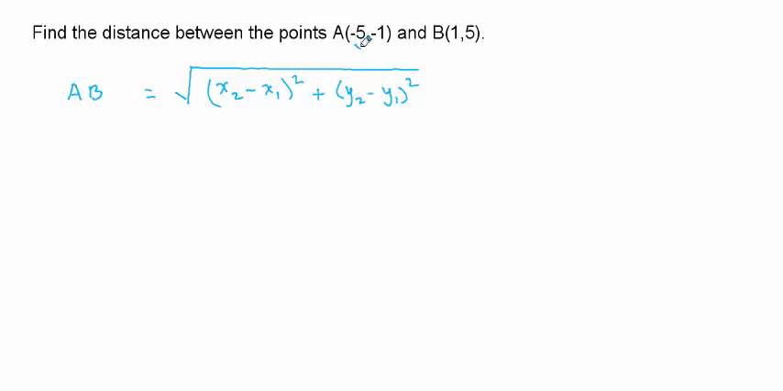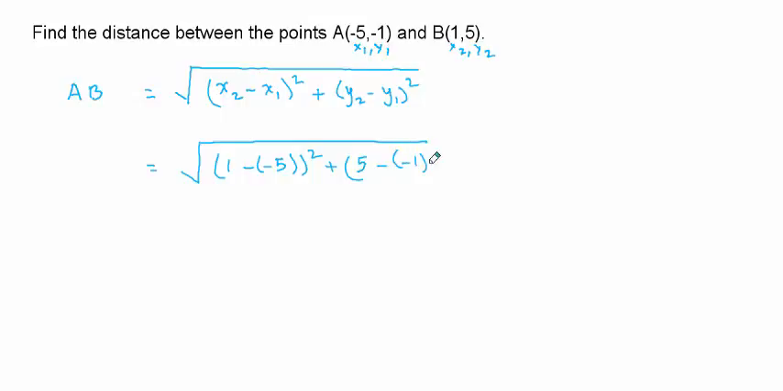So we have x1, y1. By the way, you can name the points in any order. So if you want to, you can name A as x2 comma y2 and B as x1 comma y1. You'll still end up getting the same answer. But I'm going to just follow the order and name this as x2 comma y2. So I have square root of x2 is 1, so we have 1 minus x1 is -5, square of that plus y2 is 5 minus y1 is -1, square of that.